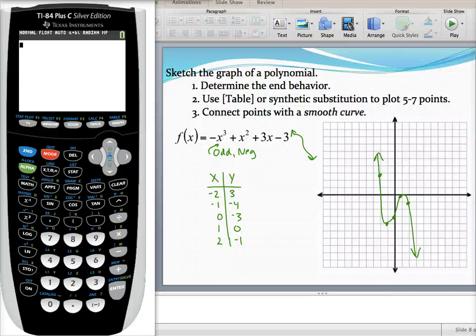To graph a polynomial, we're going to follow these three easy steps. First step is I want to determine the end behavior of the polynomial. As we discussed in a previous video, to do that, I'm going to look at the degree of the polynomial, the highest exponent, as well as the leading coefficient.